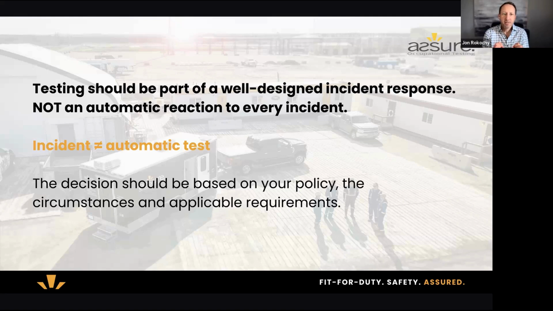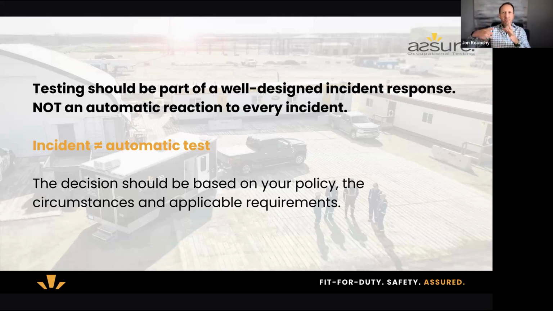Just because there's an incident doesn't automatically mean we call and say, sure, let's book them for a drug and alcohol test. This is what the Canadian model for providing a safe workplace recommends. The Canadian model is considered the best practice for drug and alcohol testing policies and procedures in our nation. It recommends that whenever there's an incident, if you're going to do drug and alcohol testing, you also must have reasonable cause to believe substances may have been a contributing factor. So incident does not automatically equal test.